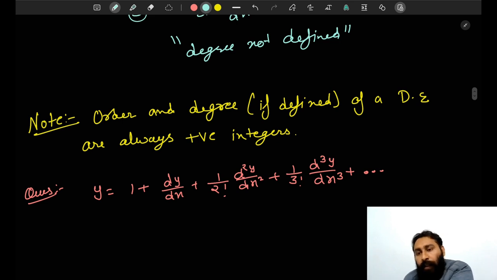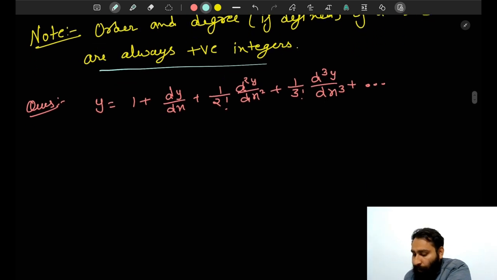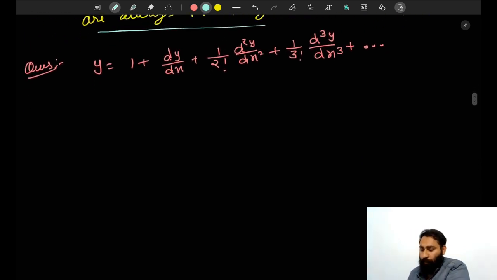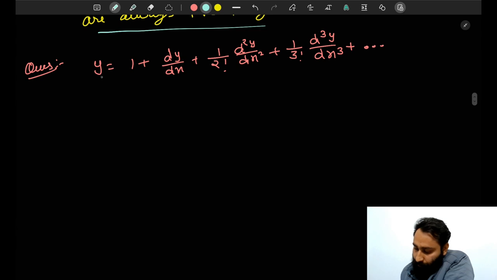Note: the degree and order of a differential equation are always positive integers, like 1, 2, 3, not 1/2 order or 3/2 degree. That is not the order and degree of a differential equation. Order and degree are always positive integers. Okay, this is the main point. Now see one more question.